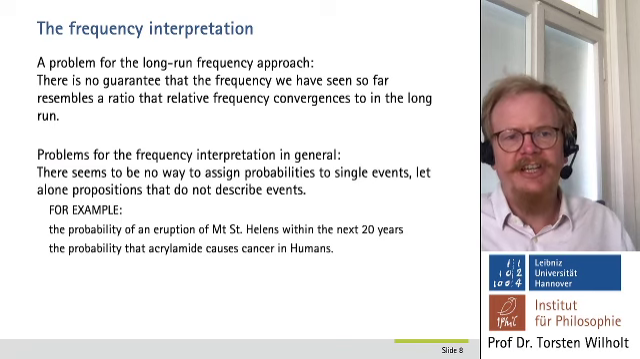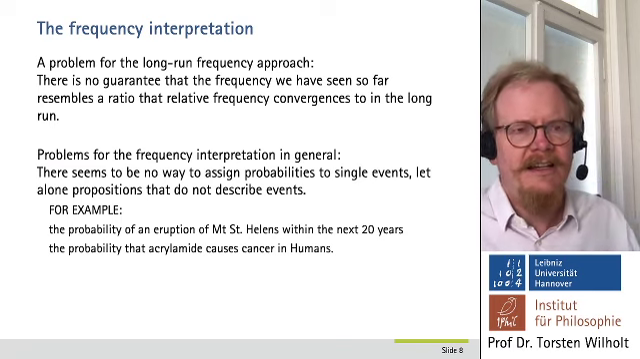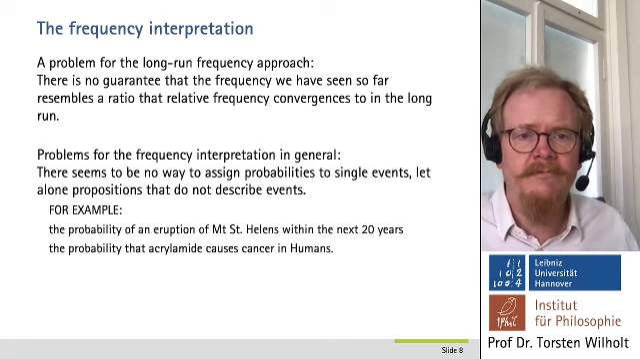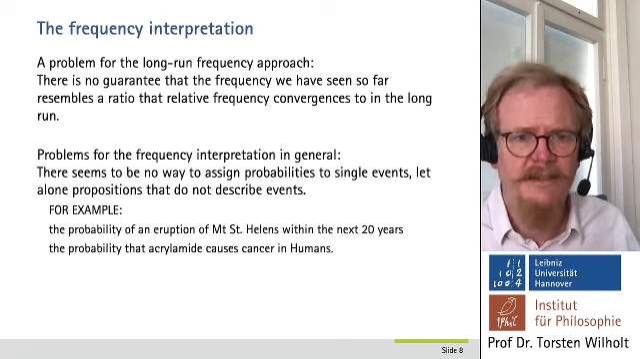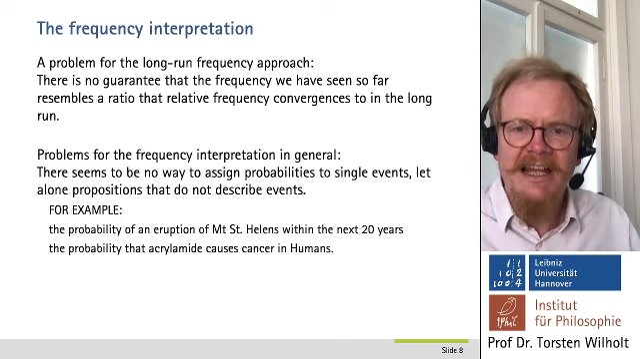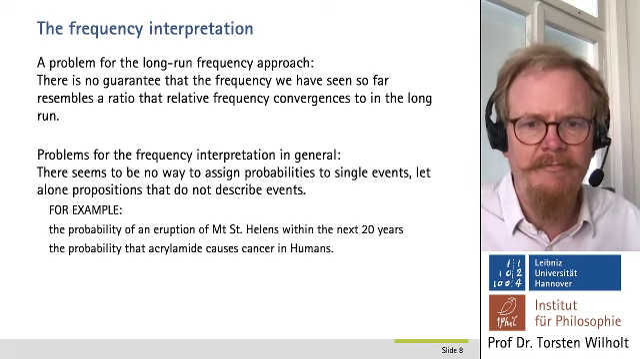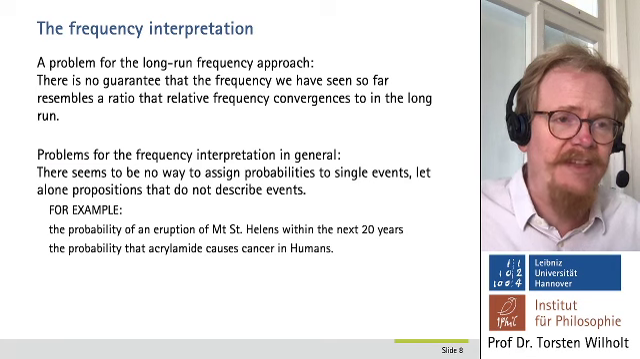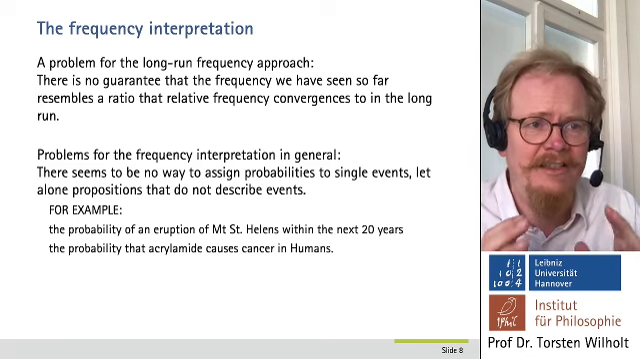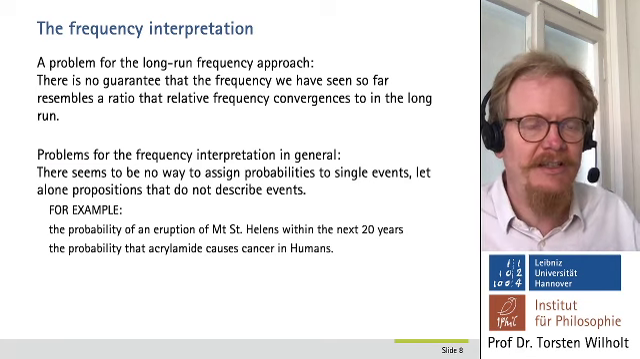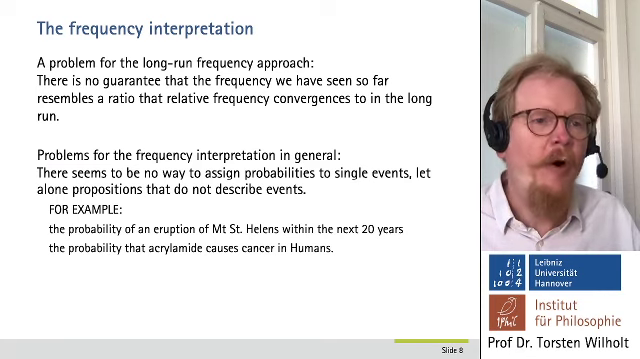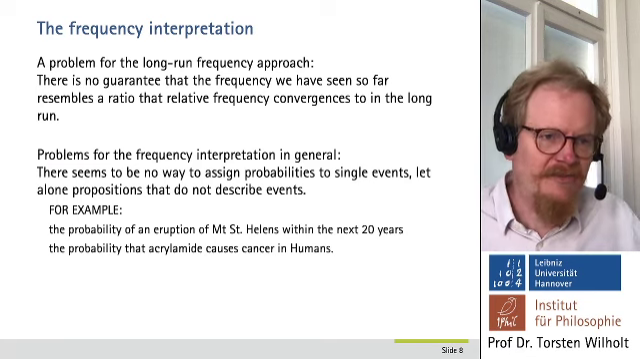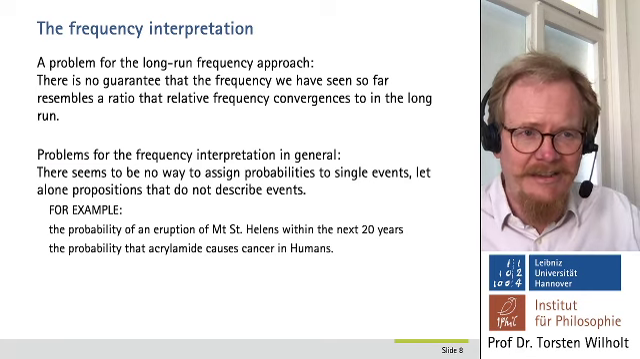And a problem for the frequency interpretation in general, not just the long-run approach, is that it's also quite limited in application. There seems to be no way to assign probabilities to single events, for example, let alone for propositions that do not even describe events. For example, the probability of an eruption of Mount St. Helens within the next 20 years. What's the probability that Mount St. Helens is going to have an eruption or a major eruption? That's not a type of event. That's one particular event that's either going to happen or not. We're not asking about how often on average Mount St. Helens erupts in any interval of 20 years. We are asking about the next 20 years and the probability there.